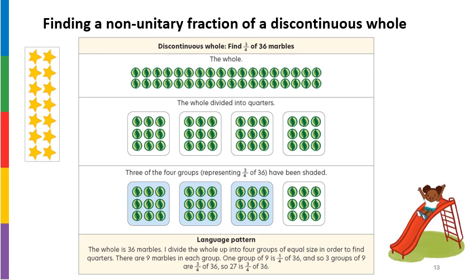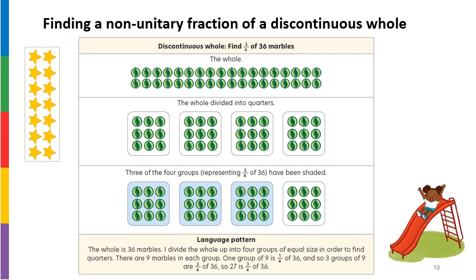In the row below that, we'll see that 3 of the quarters have been shaded blue. 3 of those groups, because each group was 1/4. So we've colored in 3/4 of 36. So here is the thing. What is 3/4 of 36 marbles equal to?